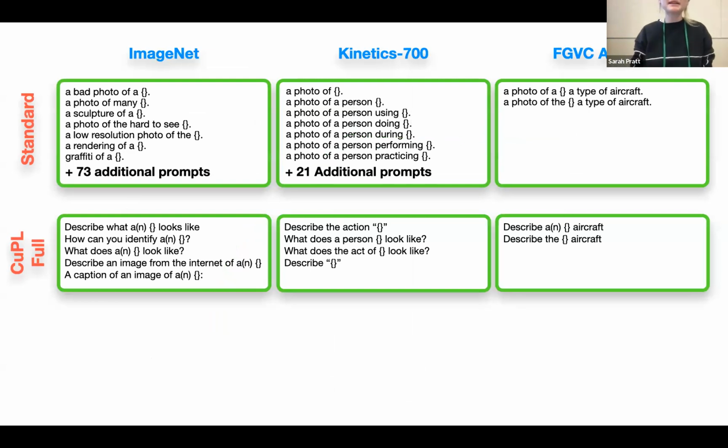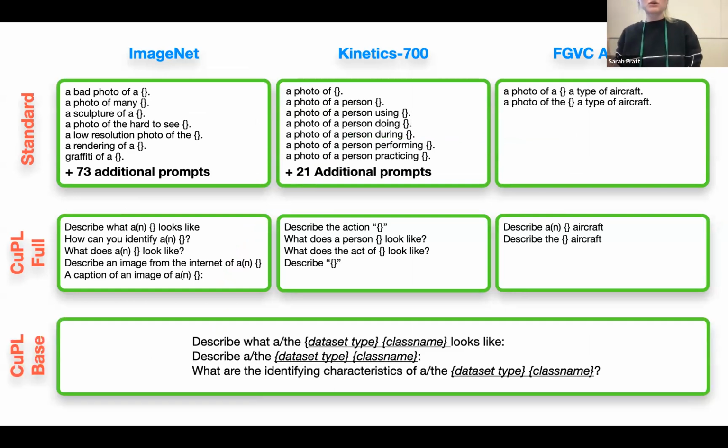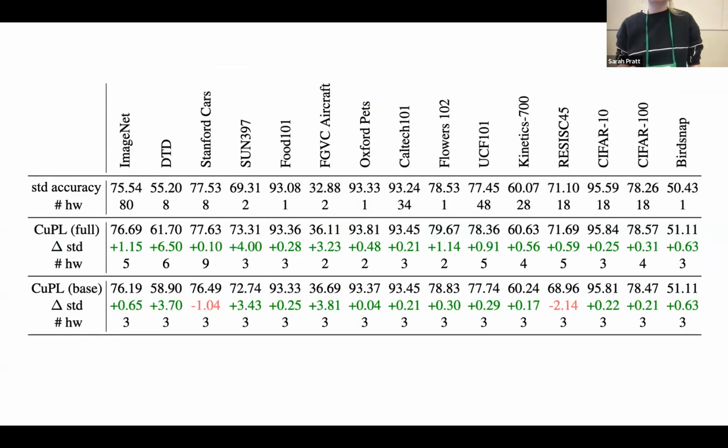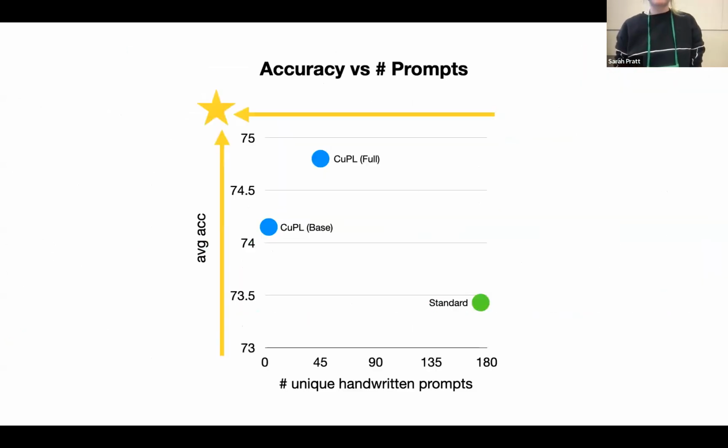At this point, we were pleased to have improved on all these data sets. However, we still weren't completely satisfied with the setup, as it still requires some prompt engineering for each data set. So we additionally created the couple base setting, which uses these same 3 prompts across every single data set. We found that this beats the baseline on all but 2 data sets. And here's couple base in relation to couple full and the standard setting.